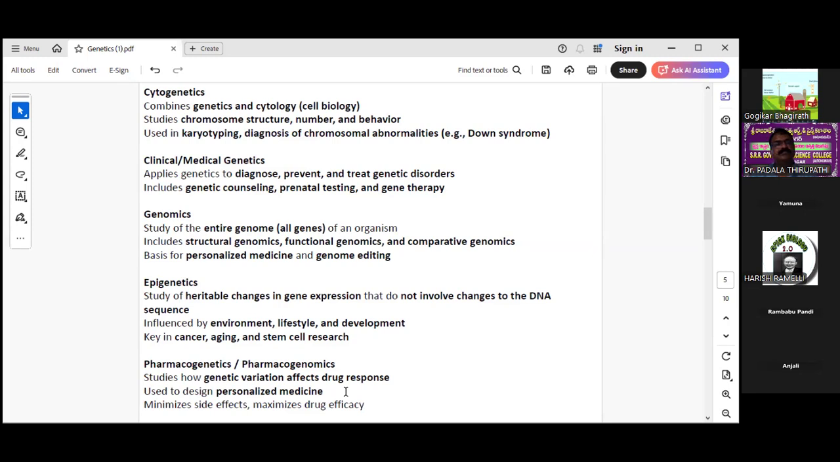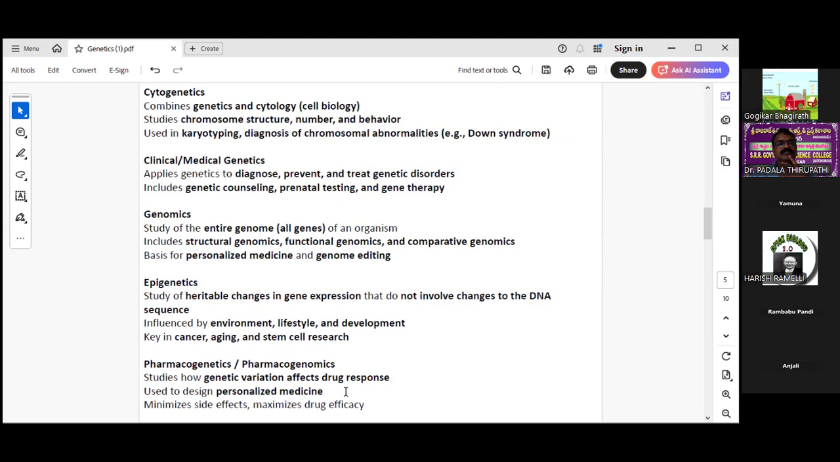We can use the information in classifying the plants at order level or at a family level, at a genomic level or species level: how the chromosomes are there, shape of the chromosome, behavior of the chromosomes at the time of meiosis and mitosis, and the size of the chromosome and shape of the chromosome, karyotype. All this type of information comes under cytogenetics and clinical and medical genetics.